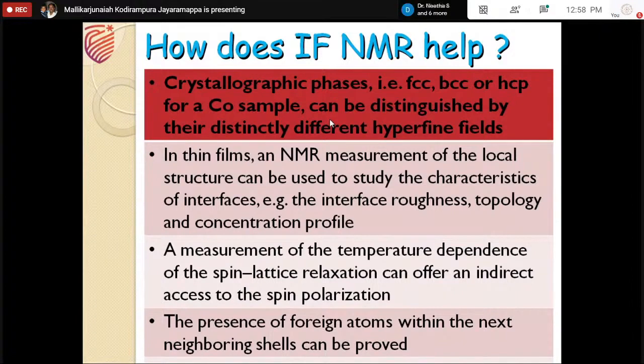Second, when we make a thin film, how well can these NMR measurements be used to characterize the interfaces, the roughness of the interface, the topology and the concentration profile? And the third one is, can we measure the temperature dependence of the spin lattice relaxation time as another tool to measure the spin polarization, and how well, whenever we dope some other element into the system, can it show the effect on the crystal structure or other material properties?